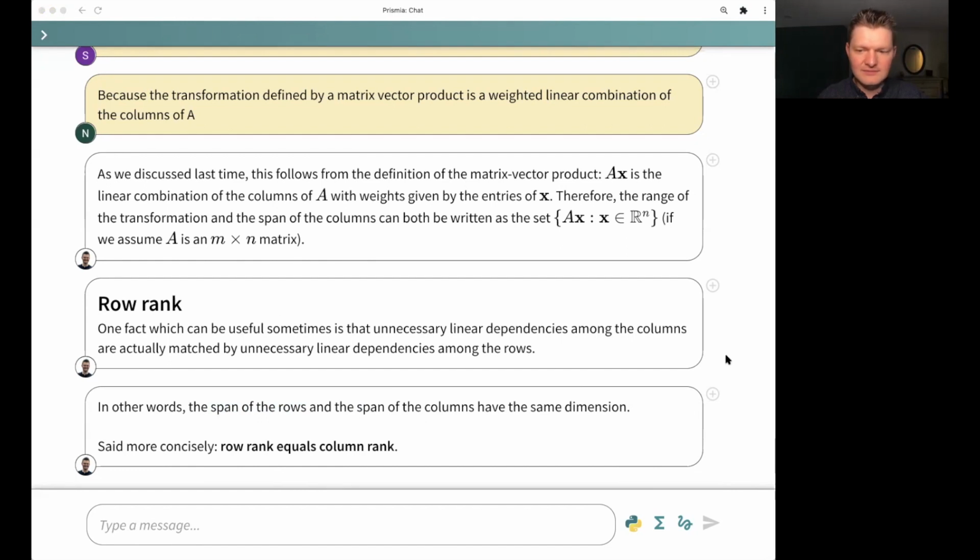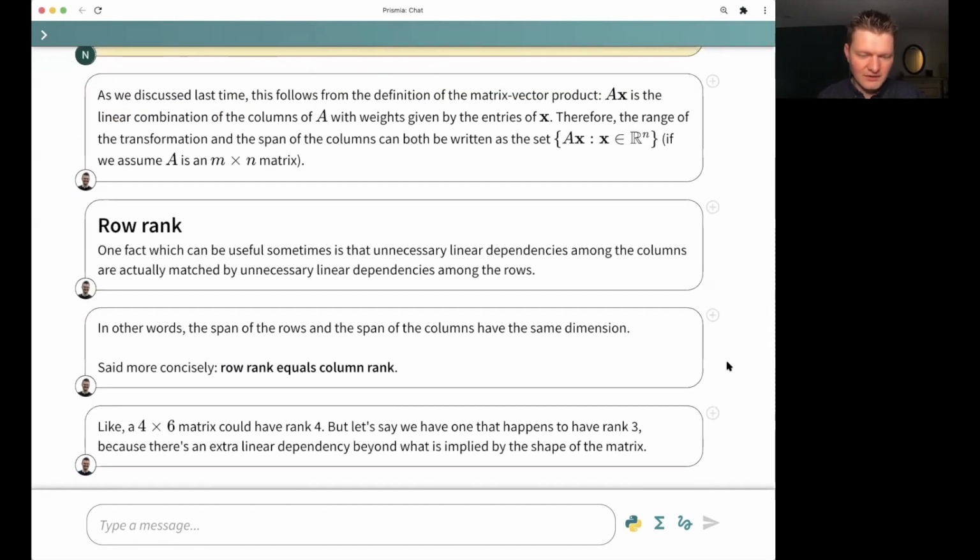Let's say, for example, a 4x6 matrix could have rank 4. Remember, we learned that the biggest rank that a matrix can have is just the smaller of its two dimensions. Okay, but let's say we happen to have a matrix which is rank 3.